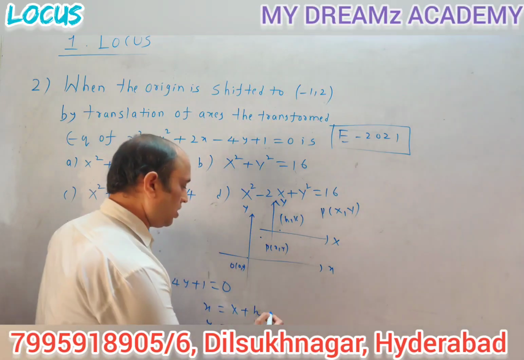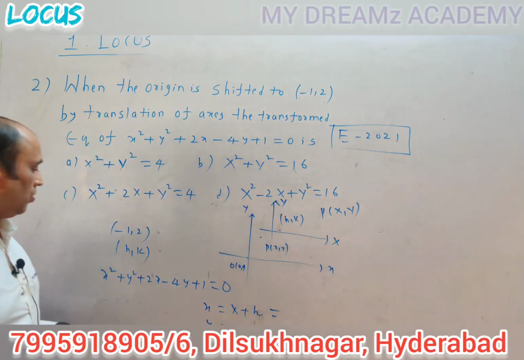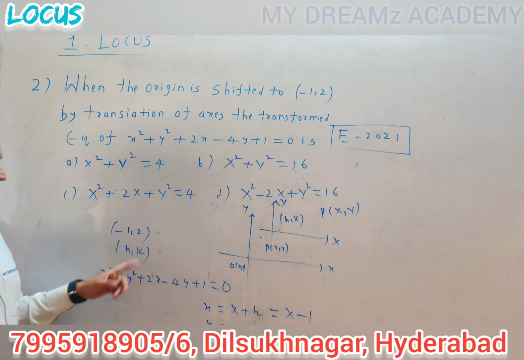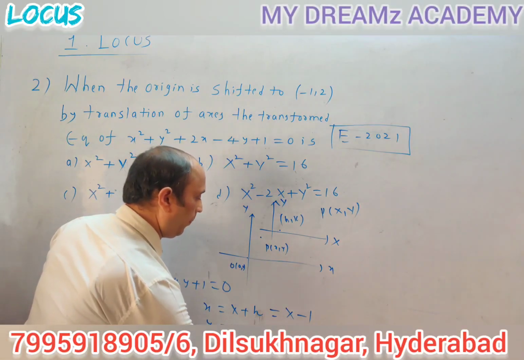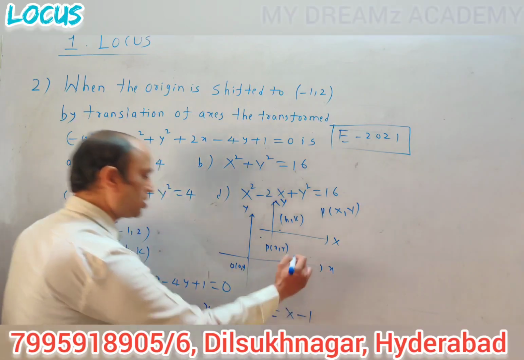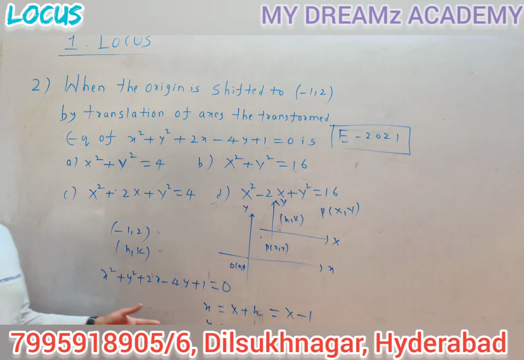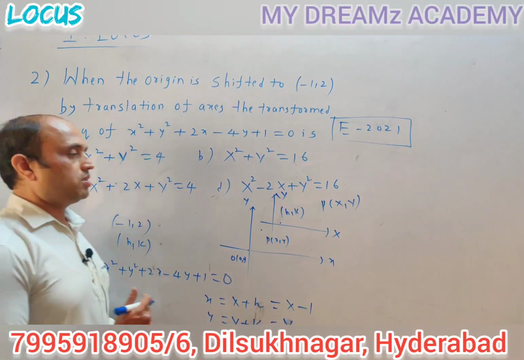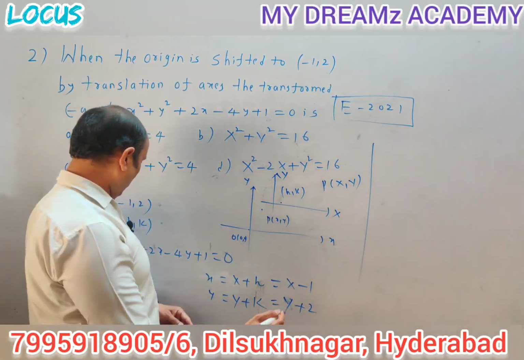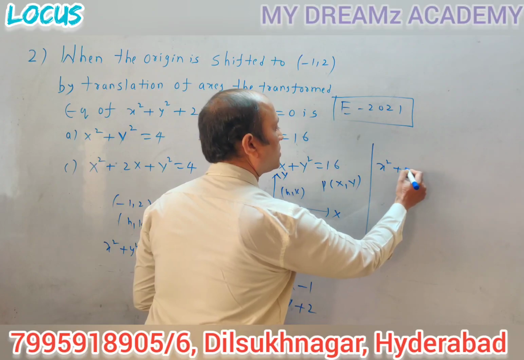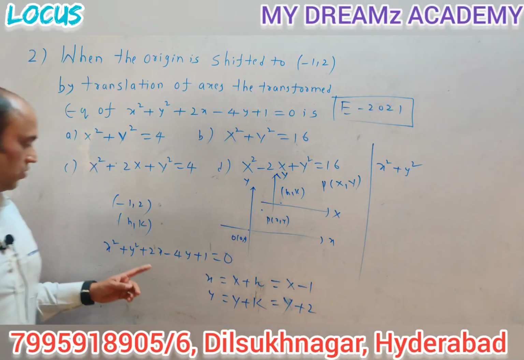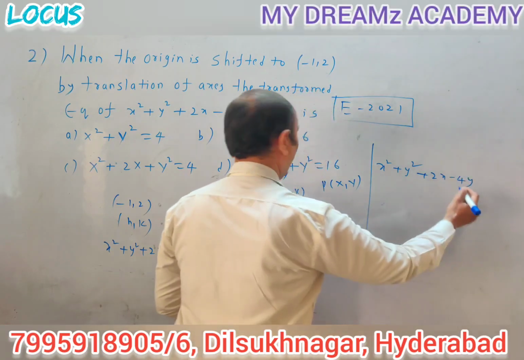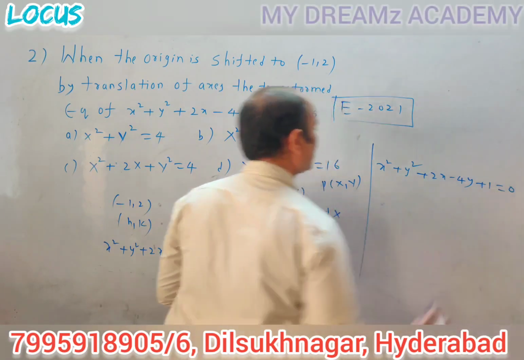Suppose x = X + h, where h is minus 1, and y = Y + k, where k is 2. Now substitute all these values in the given equation, and we'll get the required answer. Suppose this is the original equation: x square plus y square plus 2x minus 4y plus 1 equals 0.